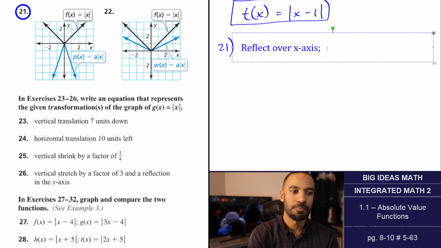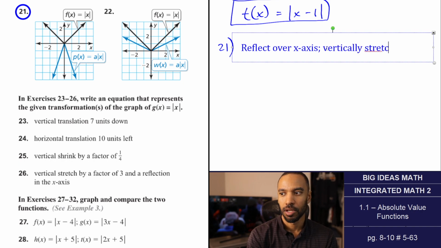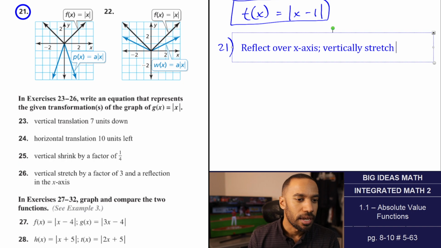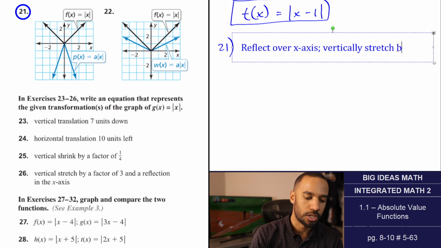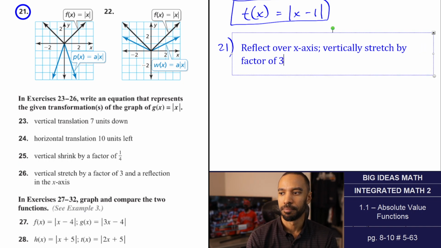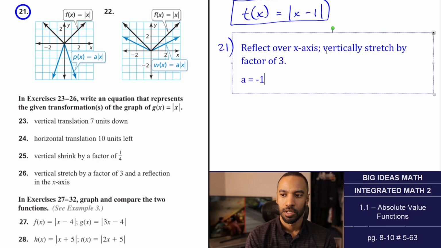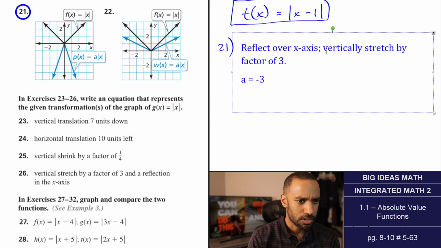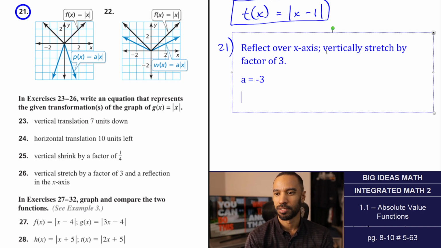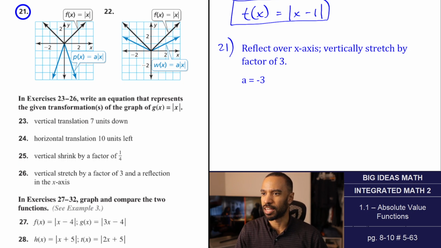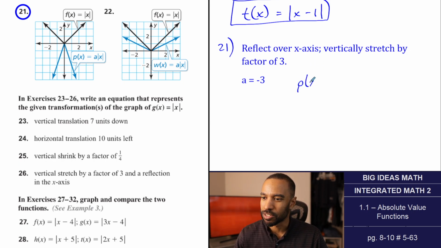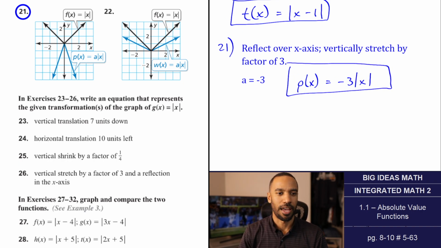So reflect over x-axis, and then vertically stretch by how much? Originally, we go up 1 to go over 1 each time. Now we're going down, which we already accounted for. 1, 2, 3. We go down 3 as we go 1 over. So vertically stretch by a factor of 3. That makes the a value -3, which means the equation will be, P of x equals -3 times the absolute value of x.